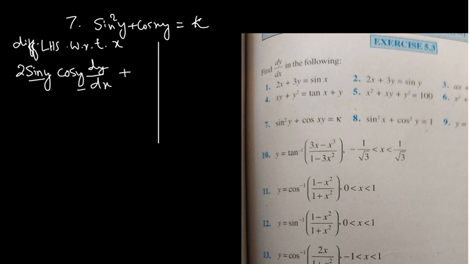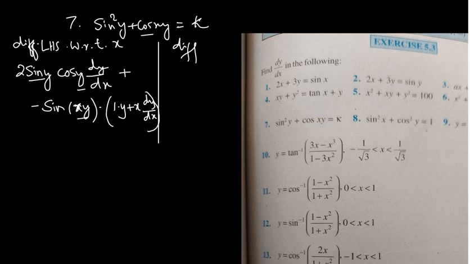Then plus cos differentiation is minus sine xy. Then you have to differentiate xy. That means into bracket UV rule. So 1 into y plus x into dy by dx. So that's the second term differentiation. Right side, differentiate with respect to x, but that's equal to 0.